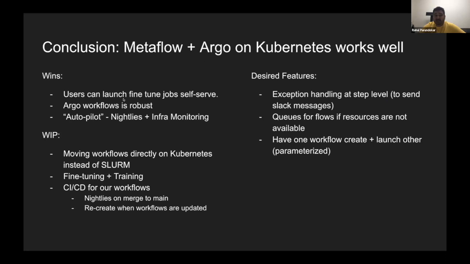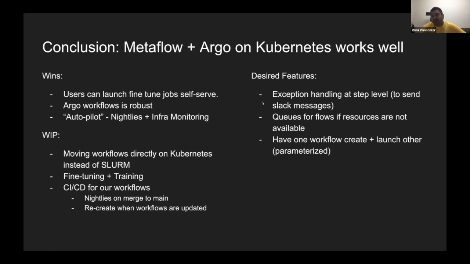The wins were users can launch fine-tune jobs self-serve. Argo workflows is very robust, a battle-tested way to handle workflows on top of Kubernetes. We have some autopilots, which are like infra monitoring and nightlies, which Metaflow and Argo allow us to do. What is work in progress? Moving workloads directly on Kubernetes. Fine-tuning and training on Kubernetes is a big challenge, given the size of our containers. We want to do more CI/CD for our nightlies on merge on main and recreate when workflows are updated.